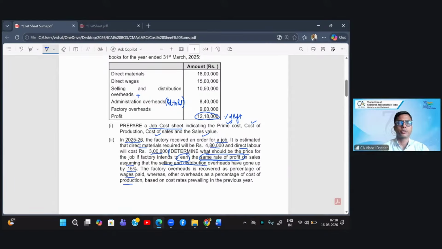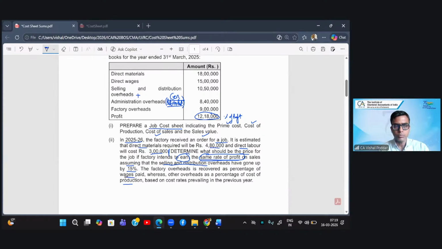Okay, so this will not be related to production. This will be general. Why? Because they have said that other overheads, which means selling and administration both, are to be recovered as a percentage of cost of production. So if it is to be recovered as a percentage of cost of production, it means this administration overheads is coming after cost of production. So it will be general.